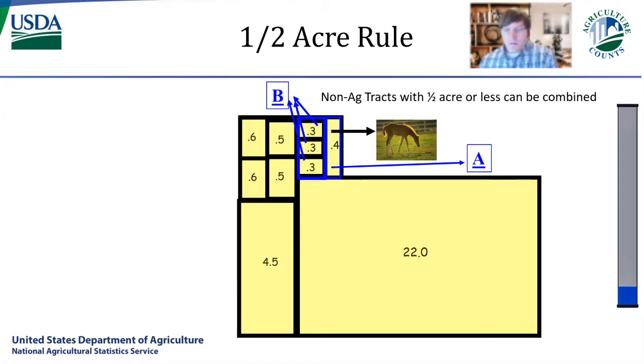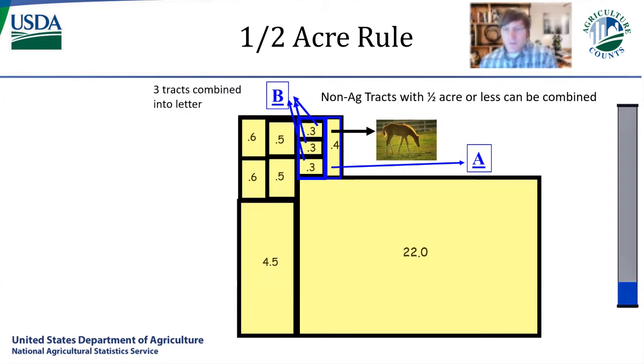To the left of tract letter A, we have 3 non-ag parcels of land at 0.3 acres each. All contiguous non-agricultural areas can be drawn off and assigned one tract letter on the aerial photo or map. Contiguous means that the parcels of land are next to each other or they are sharing a boundary. So we take all 3 of these parcels of land and give them one tract letter. This will be tract letter B.